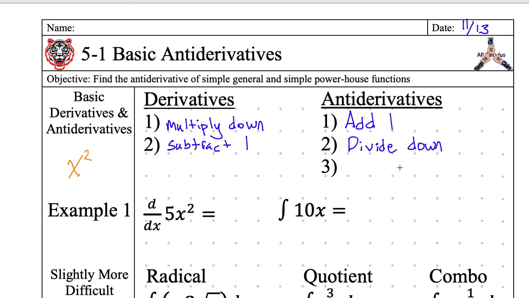All right, and you might be asking me the question, Mr. Sindel, there were 2 steps for derivatives and 3 steps for antiderivatives, so what is the final third step, meow? You multiply up. Something to do with C. It is, yeah, meow. And I'm going to write this in red because it is the most commonly forgotten step, which is to add C.